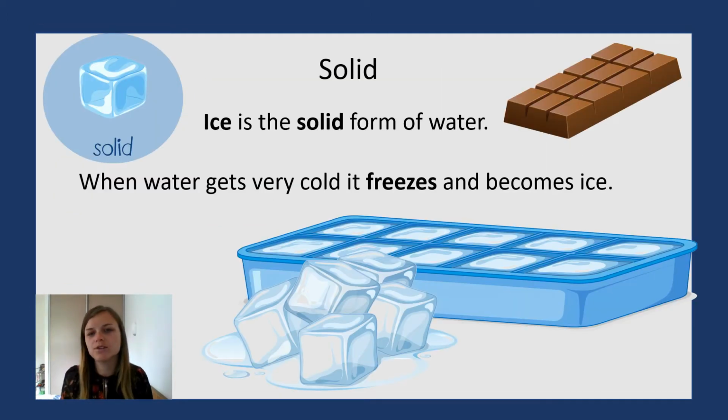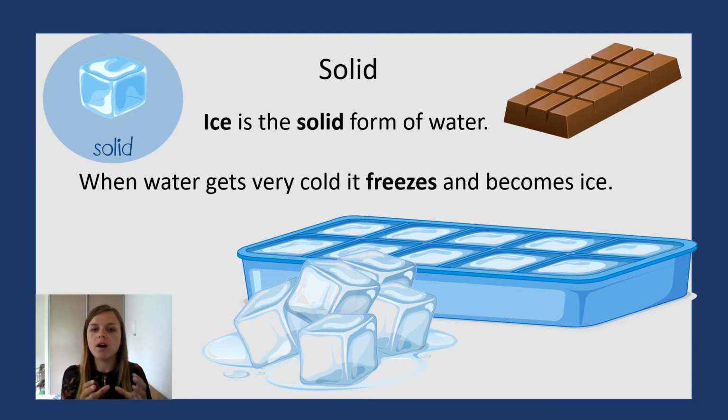We are now going to look at the different states of matter. So we're going to start by looking at a solid. So to characterize a solid, it would be something that is quite hard to the touch and something that doesn't change shape. So that could be something like ice, as we mentioned earlier. So ice is the solid form of water. When water gets very cold, it freezes and becomes ice.